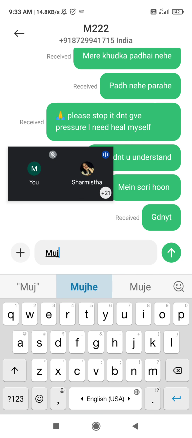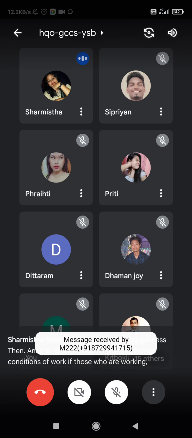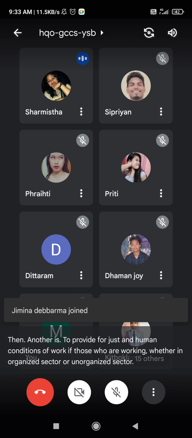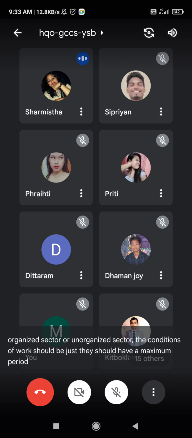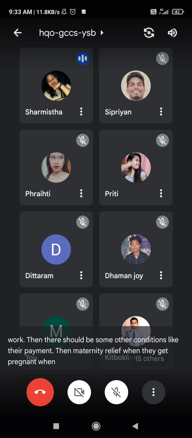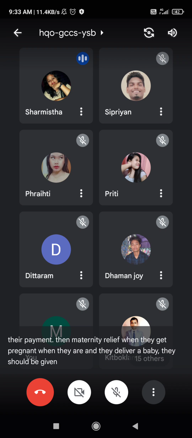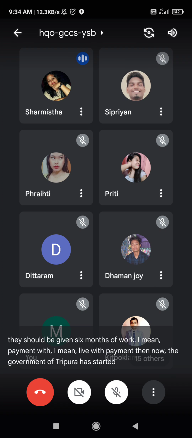Then another is to provide for just and humane conditions of work. For those who are working, whether in the organized sector or unorganized sector, the conditions of work should be just. They should have a maximum period of hours of work. Beyond that, they should not work. Then there should be other conditions like payment, and maternity relief: when they get pregnant and deliver a baby, they should be given 6 months of leave with payment. Now the government of Tripura has started the CCL, child care leave.